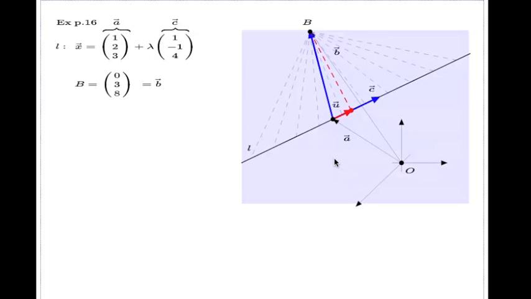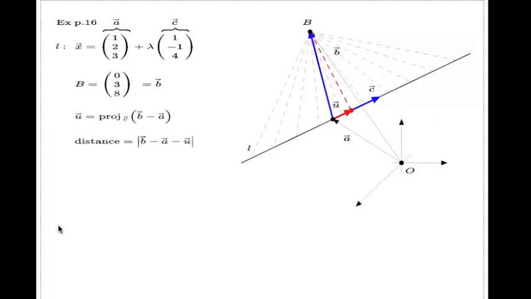Then the distance which is asked for in the question on page 16 will be the length of the difference between the blue vector and the U vector. Look at this. What I'm saying is this: if my U vector is the projection of B take A, the blue one, and U is this little red one, the projection, then the distance we're after is this length. It's the length of B take A, the blue vector, subtract the projection, which we'll find in a second.